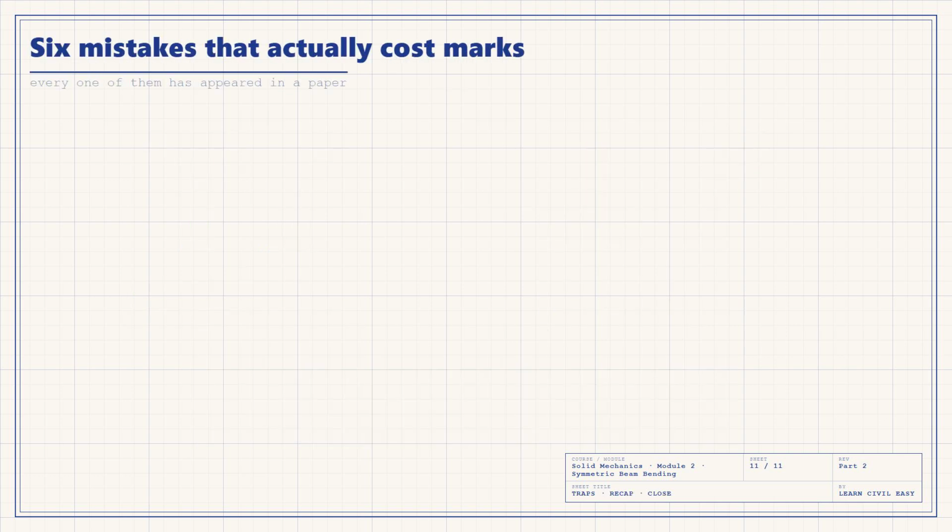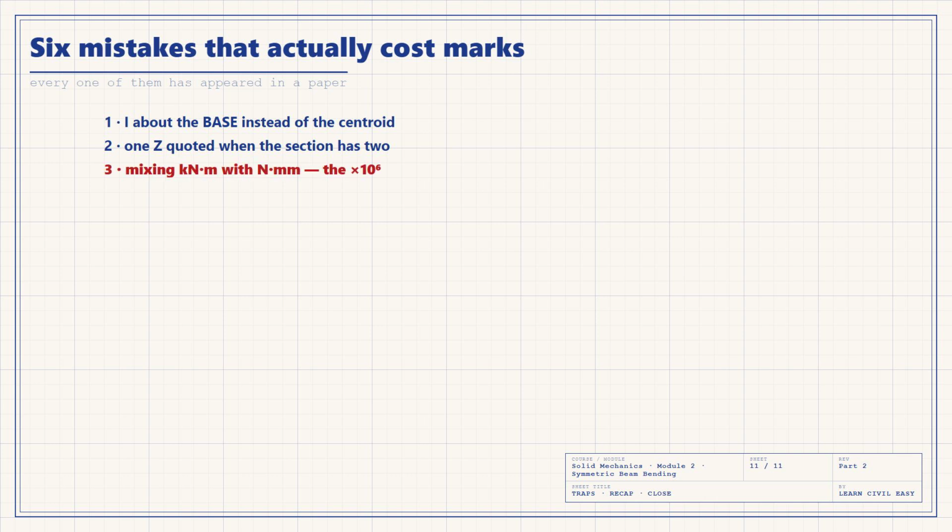Before we finish, the mistakes that actually cost marks in this topic, and every one of them has appeared in a paper. 1. Using I about the base of the section instead of about the centroid. The bending equation demands the centroidal axis always. 2. Quoting one section modulus when the section has two, or using the top one when the bottom one governs. 3. Units. Mixing kilonewton meters with Newton millimeters. Every problem today needed a 10 to the 6th somewhere, and this single slip loses more marks than any concept in the chapter.